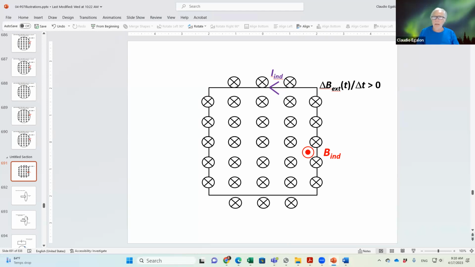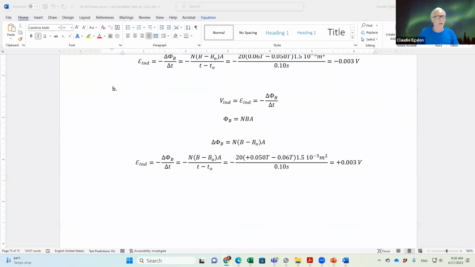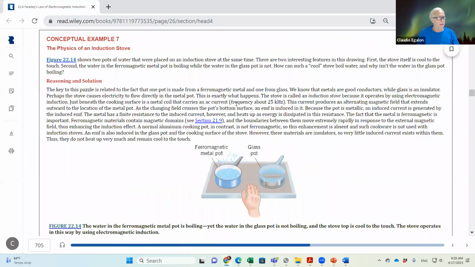Okay, we have induction. Have you heard of induction stoves? That's another application of electromagnetic induction, of the law of electromagnetic induction, Faraday's law. The top of the stove doesn't warm up at all.